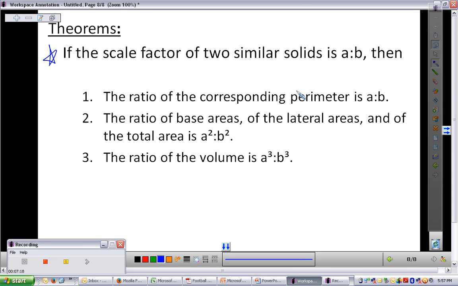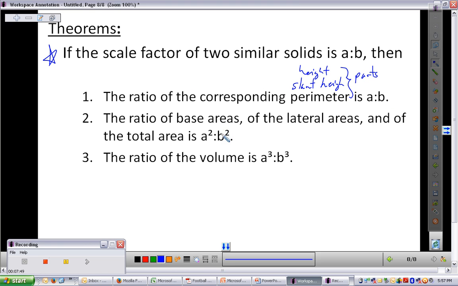It's the perimeter, it's going to be the height, the slant height, it's going to be the height. So I'm going to lump all these together into parts. Whatever the scale factor is, if the scale factor is A to B, then any of the other parts, base edges, lateral edges, slant heights, etc., is also going to be A to B.